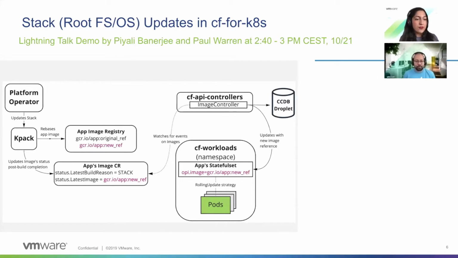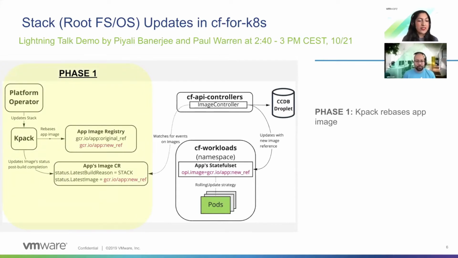So in this flow, first, after the platform operator updates the stack using kubectl, phase 1 is KPAC automatically rebases the app image. How this works is KPAC rebases the app image, and there is a new image reference at the end of that staging process in the app image registry. Then KPAC updates the corresponding image custom resource that CAPI built when the app was first pushed, and updates this with the latest image of the rebased image, and also with a latest build reason of stack. This latest build reason will be important for the next phase.